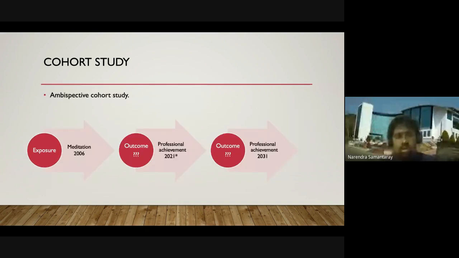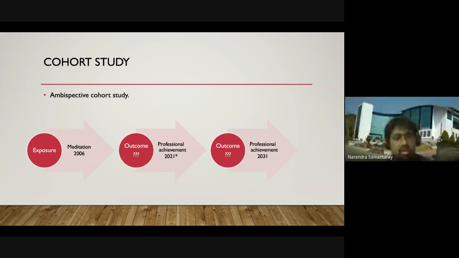Now let's come to the ambispective cohort study. This is nothing but a combination of prospective cohort study and retrospective cohort study. What happened in the prospective cohort study? From today onwards, we were following the individuals for a certain period of time in the future. In a retrospective study, again, we see exposed or non-exposed people, and from there we study till the present time.